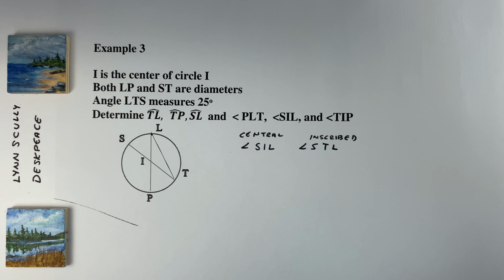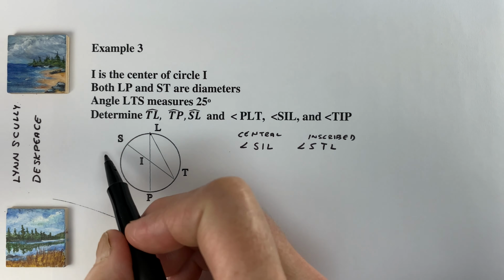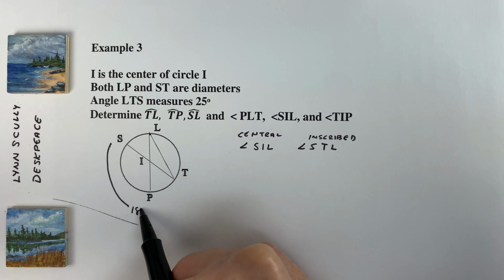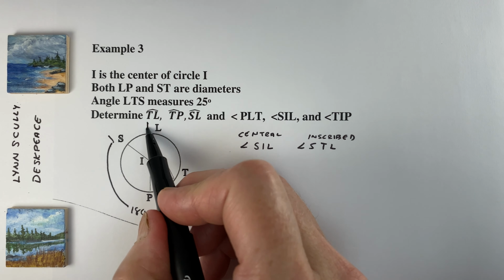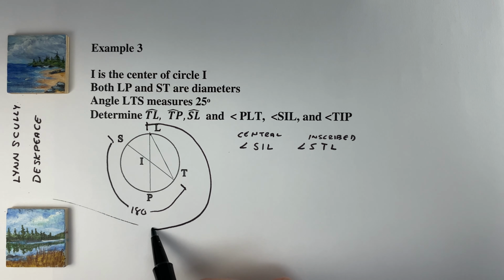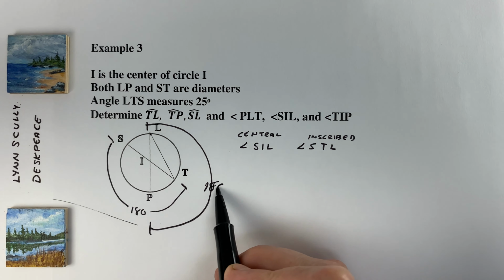Example 3. I is the center of circle I, and both LP and ST are diameters. So this is important. Both of these are diameters. That means this is 180 degrees. And the other side, also from L around to P, would be 180 degrees.